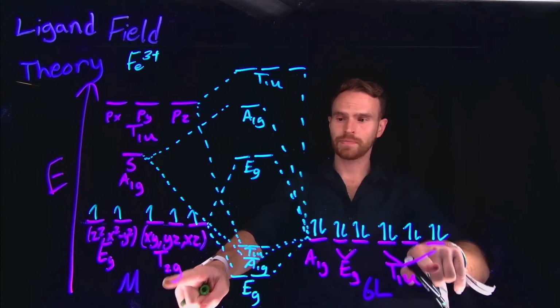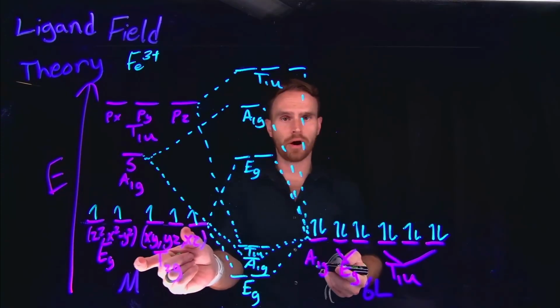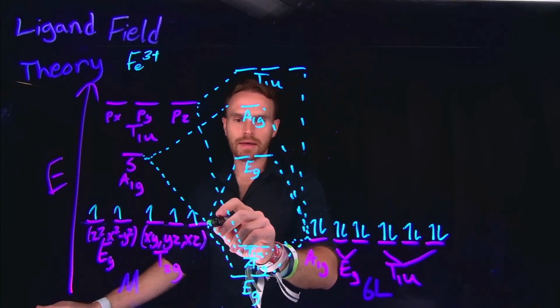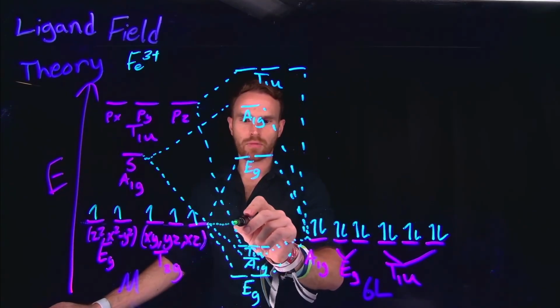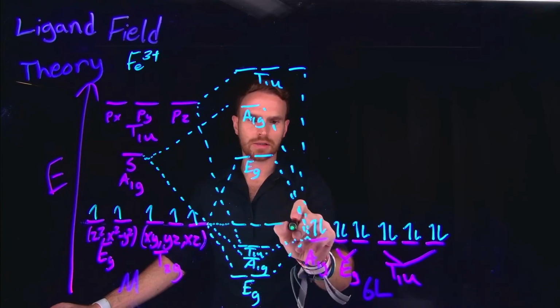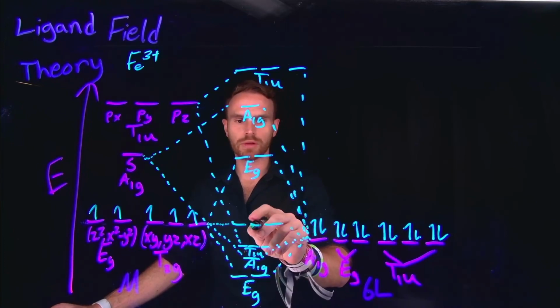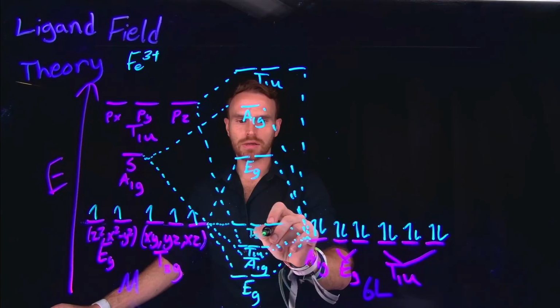Notably, there is no match for the metal orbitals that correspond to the T2G irreducible representation with the 6 ligands. Because of that, these are going to be non-bonding orbitals. So I will just bring them over and create my 3 T2G orbitals, which will be fully non-bonding, so T2G.